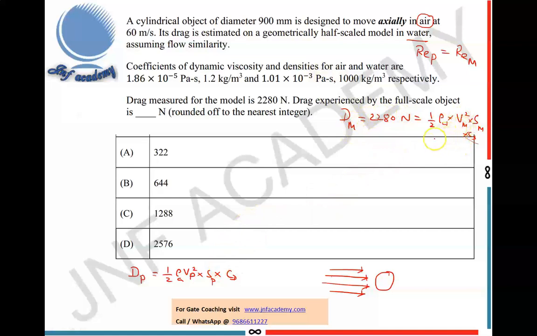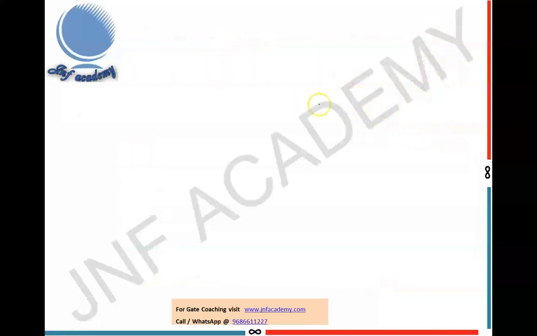Vm we don't know. So to calculate Vm, we are going to use the flow similarity, which is nothing but the Reynolds number of the prototype and the model will be equal. So let's do that calculation. The Reynolds number of the prototype and the model will be equal. So Re prototype is equal to Re model. So what is the Reynolds number formula?